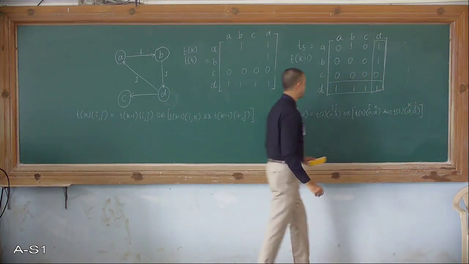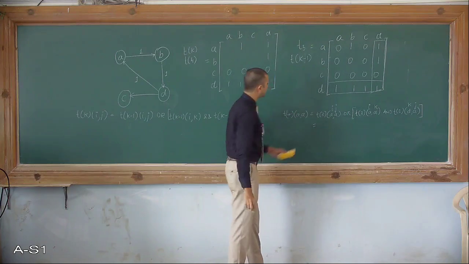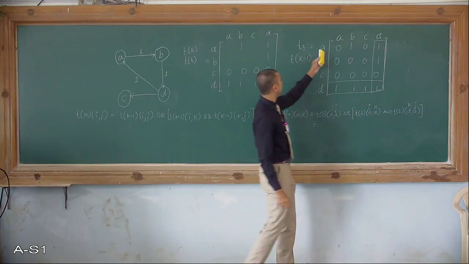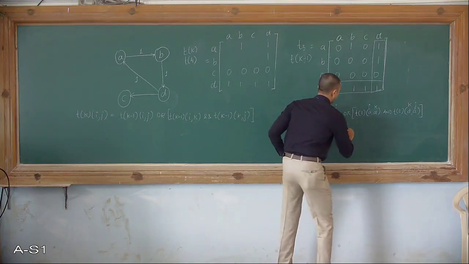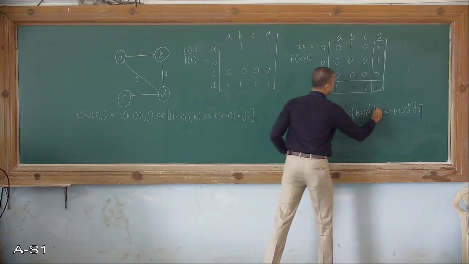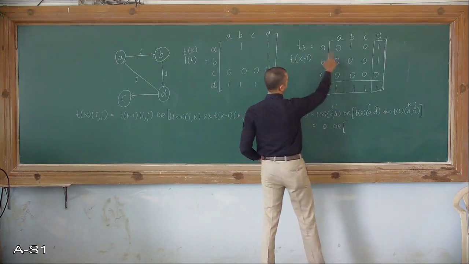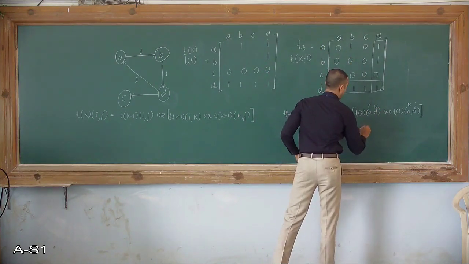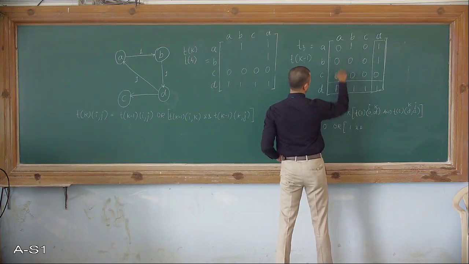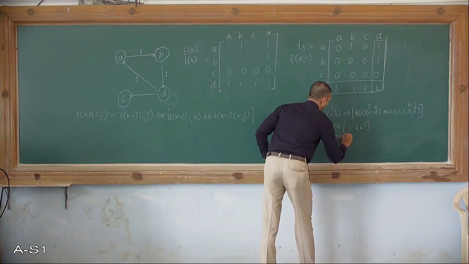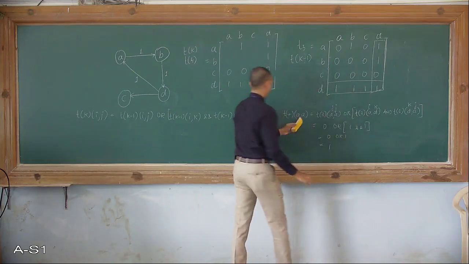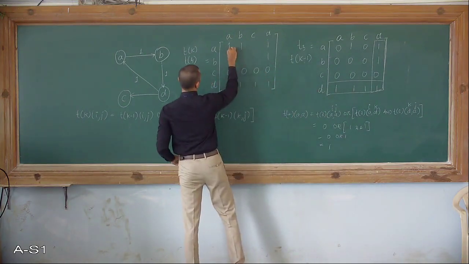Let's find out. In T3, what is A to A? In T3, A to A is 0. Or in T3, A to D, D is the intermediate vertex. A to D is 1. And D to A is also 1. So this is going to be 0 or 1. This is 1. So A to A will be 1 using an intermediate vertex D.